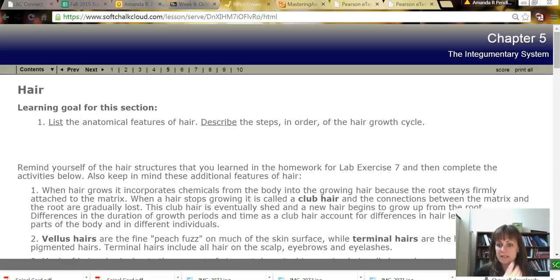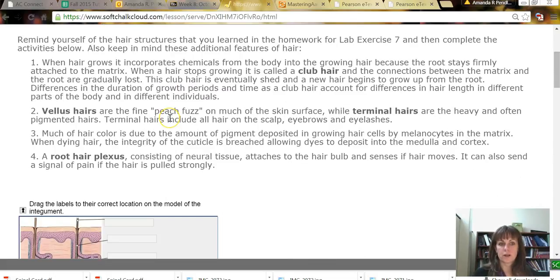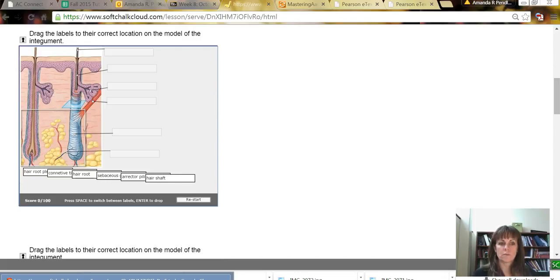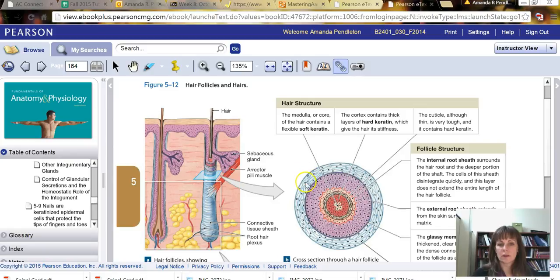Okay, so what I'd like to talk about now is hair, one of the accessory structures of the skin. And so I'd like to begin by actually going to some pictures from your textbook that can help explain some of these different parts.